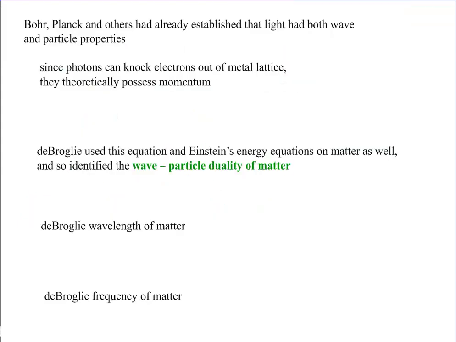Bohr and Planck and other physicists at the time had already established that light had wave properties and particle properties. Wave properties because they could measure wavelengths. Remember, particle properties because they saw how light could knock electrons off of metal, so essentially the photoelectric effect. Since the photons could do that, knock electrons off of a metal, they possess momentum.